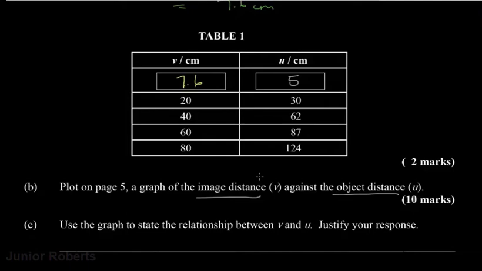Now let me tell you how we come to that conclusion. When the examiner asks us to plot something against something, the quantity that comes first will always go on the y-axis. So whatever comes first will always go on the y-axis, and whatever comes second will go on our x-axis. Is that clear?